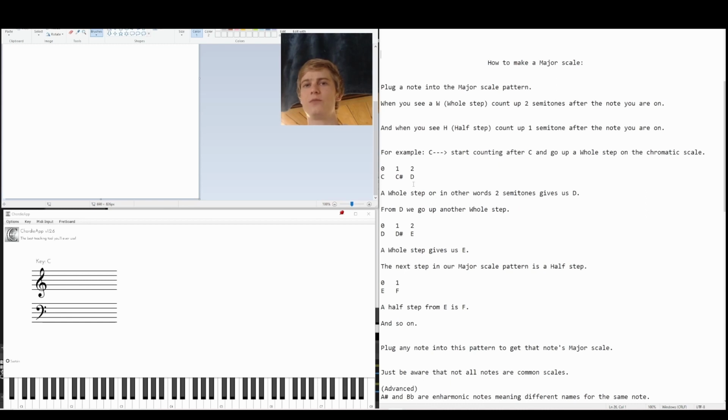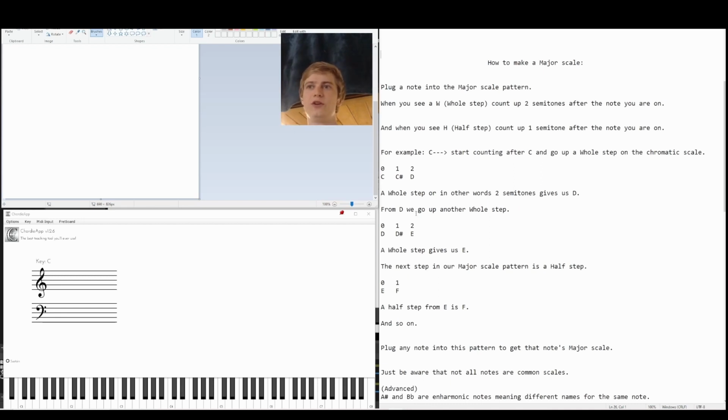I go over this a lot more in depth in my last Music Monday episode 4. So a whole step, or in other words 2 semitones, gives us the note D from C. So we're starting to make the major scale here, and that was our first step. We went from C and now we're at D. So the first 2 notes in our C major scale are C and D.